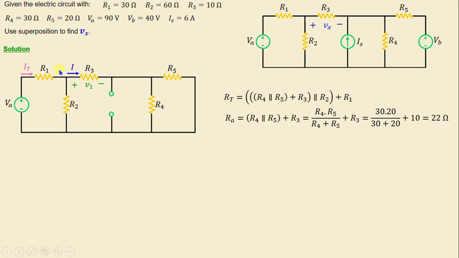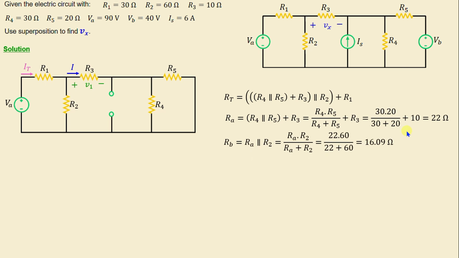I will consider RA to represent the parallel combination of R4 and R5 in series with R3. That means RA is equal to R4 times R5 over R4 plus R5, plus R3. We get RA is equal to 22 ohms.